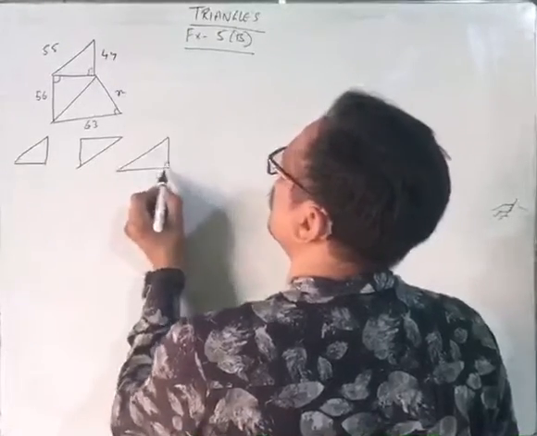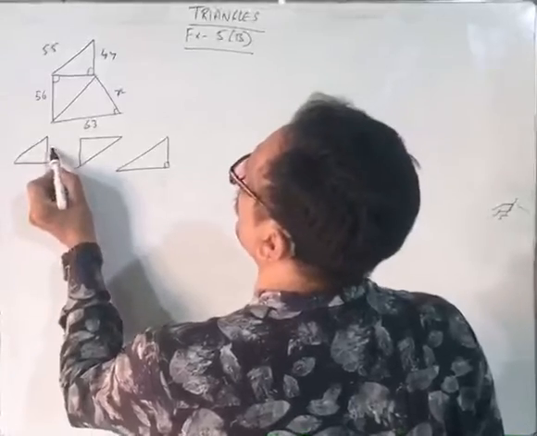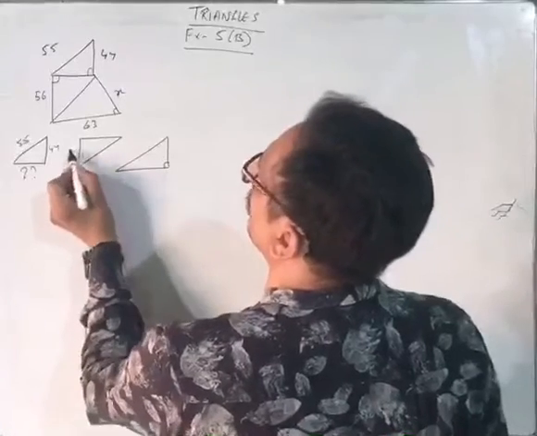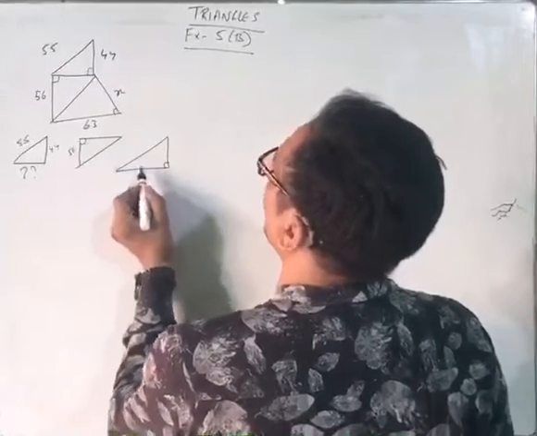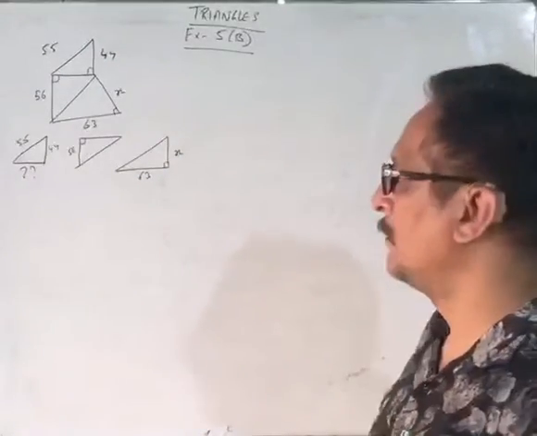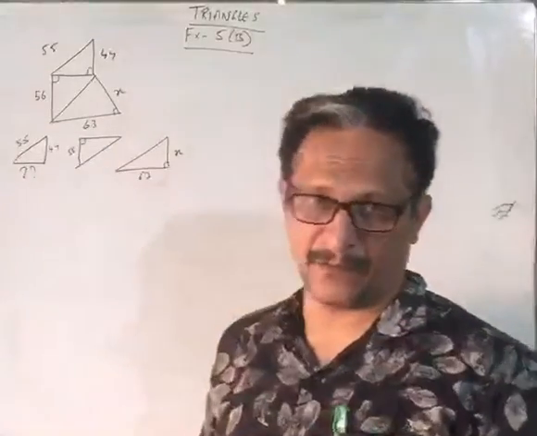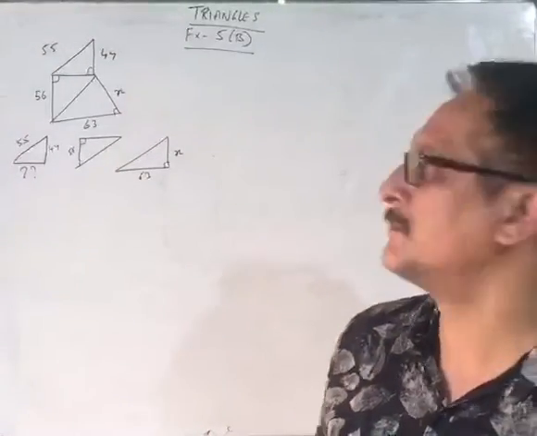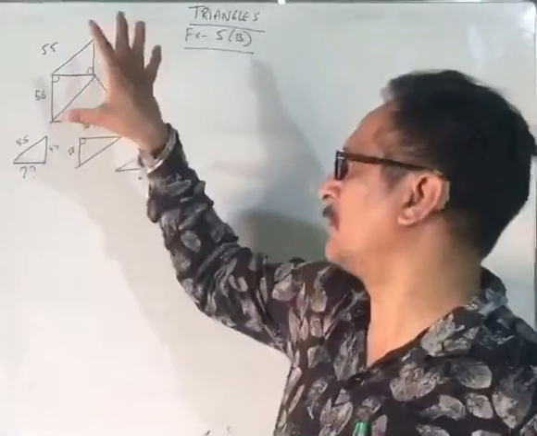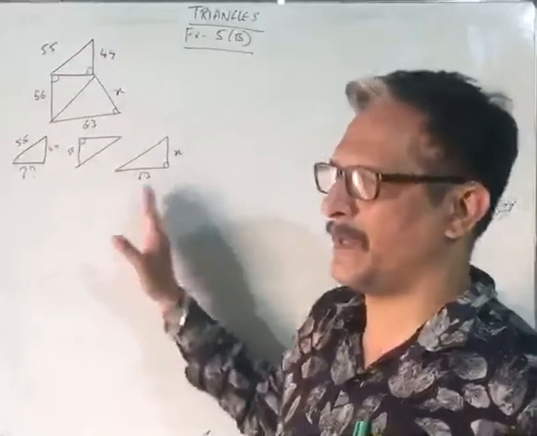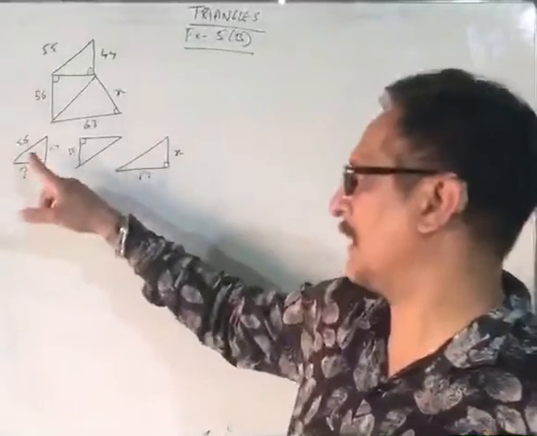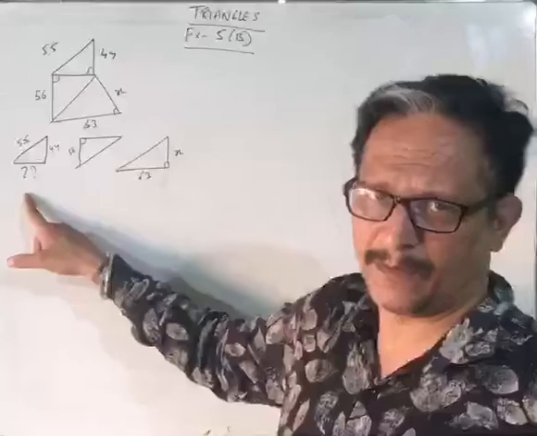Three parts, clear? So this is 44 and this is 54. Here 50, and here is f, and this one is 63. First of all you have to see which triangle you have to do first. When I divided the figure into three parts, I saw that I have to do this part first.